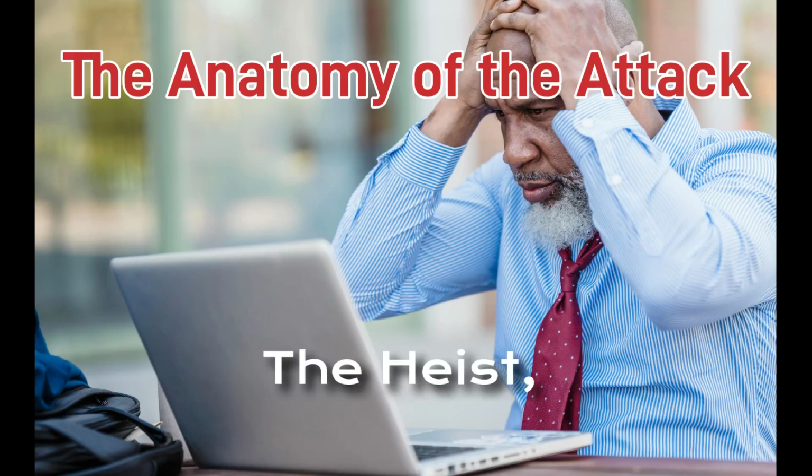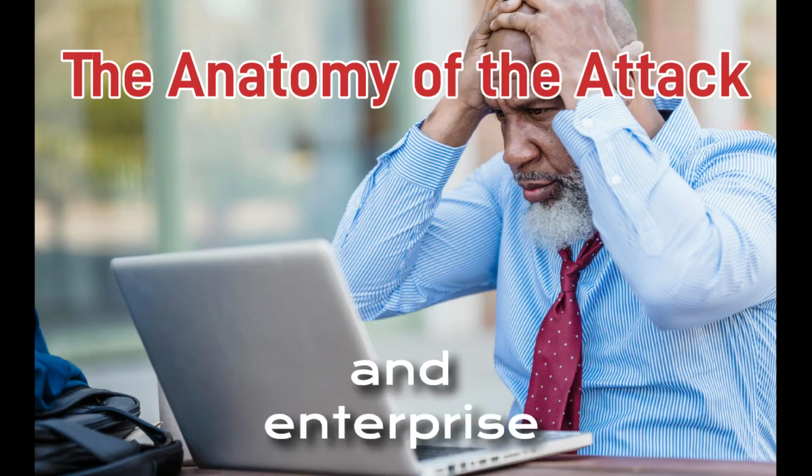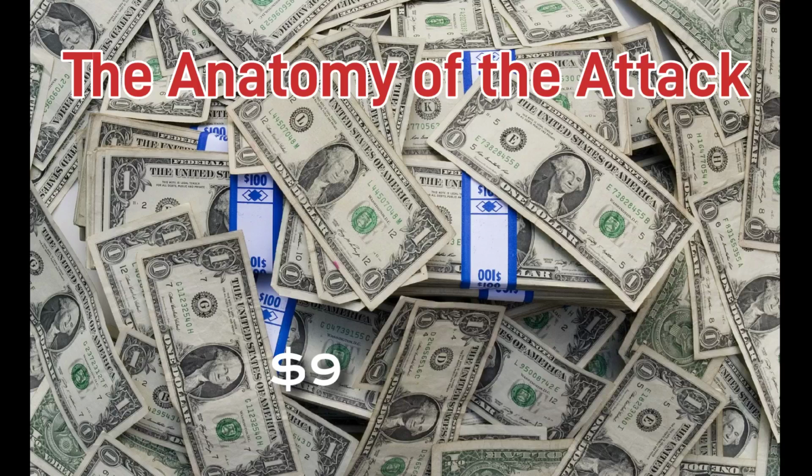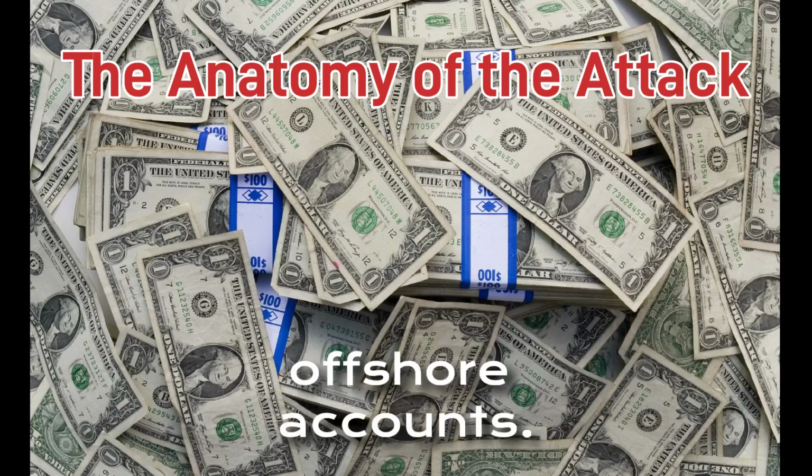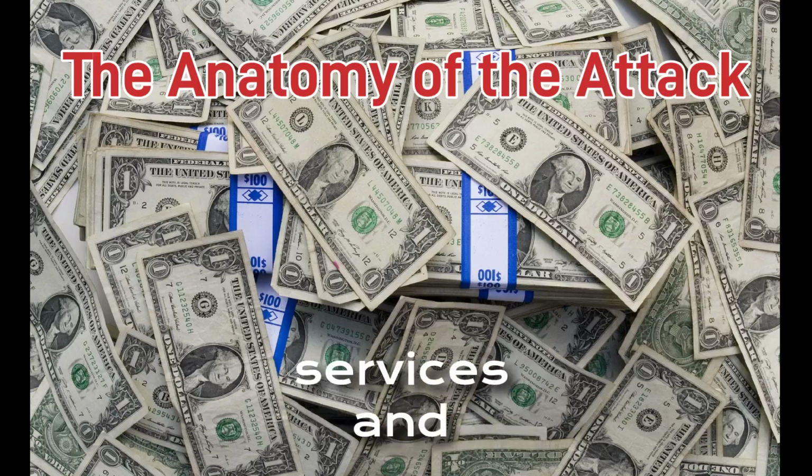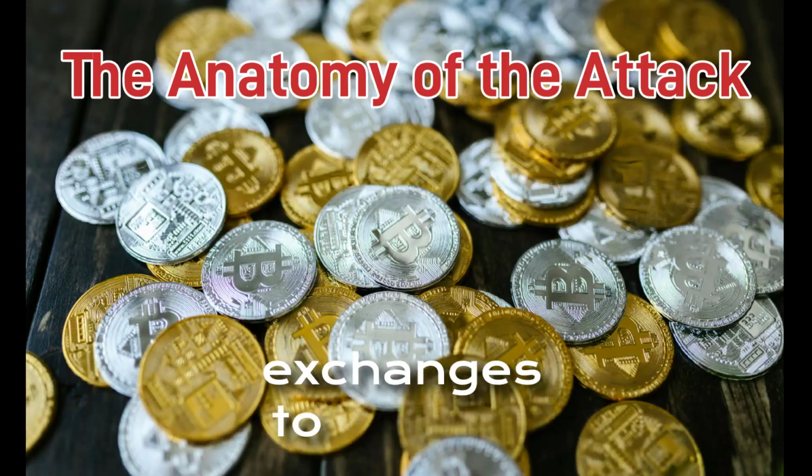5. The heist: draining accounts. With access to banking apps, cryptocurrency wallets, and enterprise networks, the hackers transferred $9 million in funds to offshore accounts. They used mixing services and anonymous cryptocurrency exchanges to launder the money, making it nearly impossible to trace.